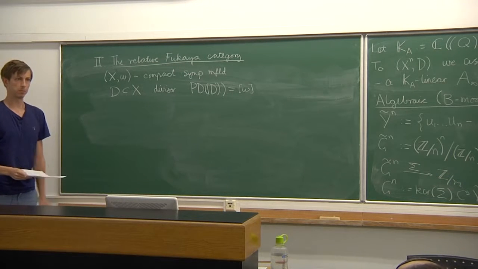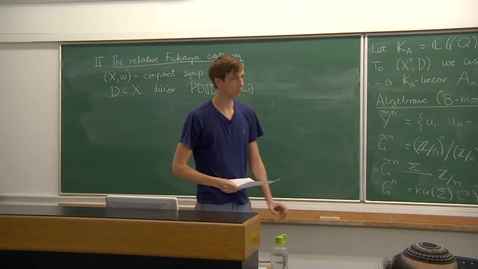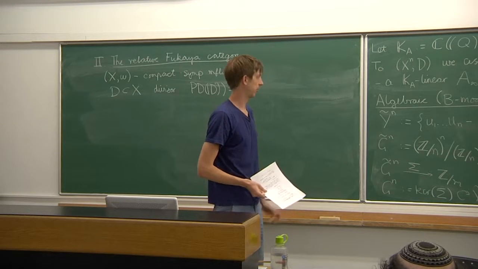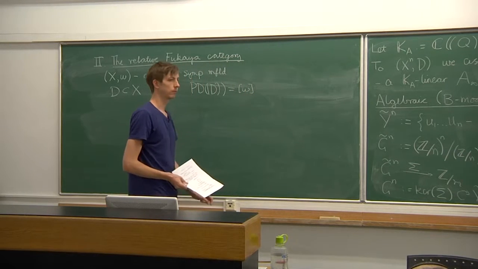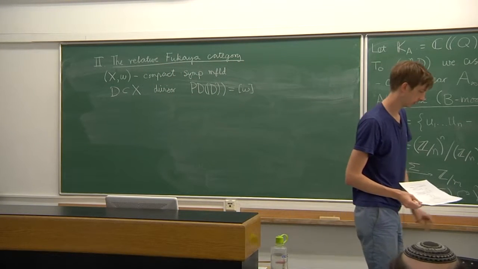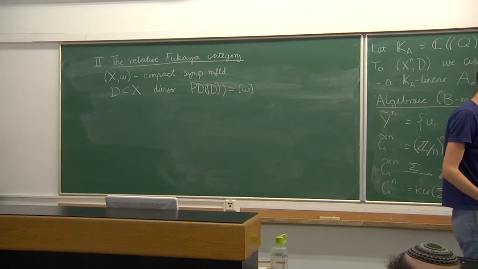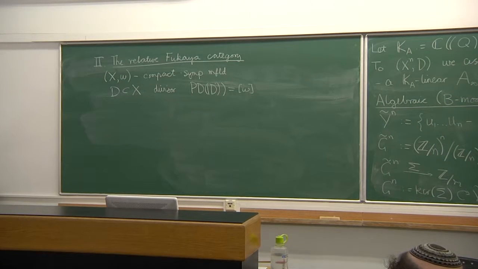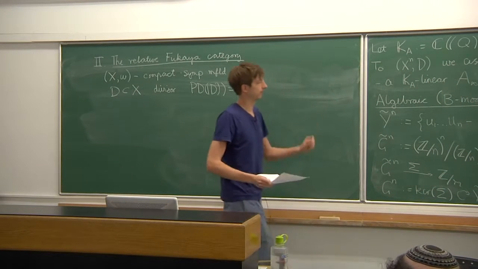Suppose we've got some. To be honest, because the divisor I will look at is normal crossings, I really do want to use the fact that it lives in an algebraic space.